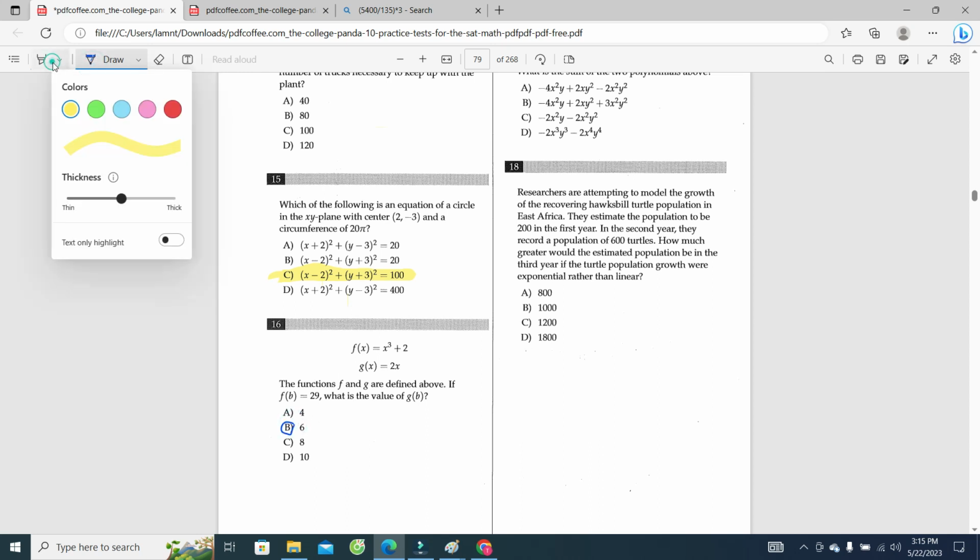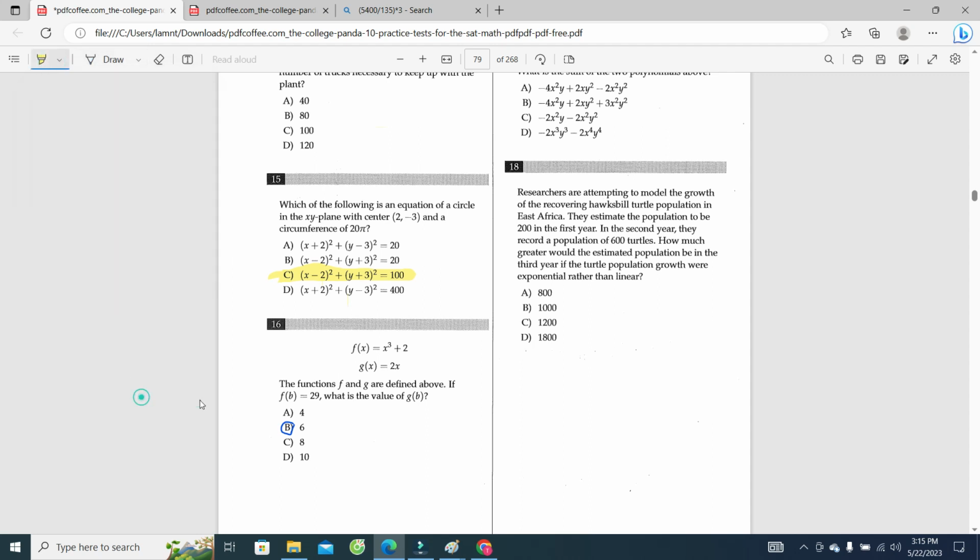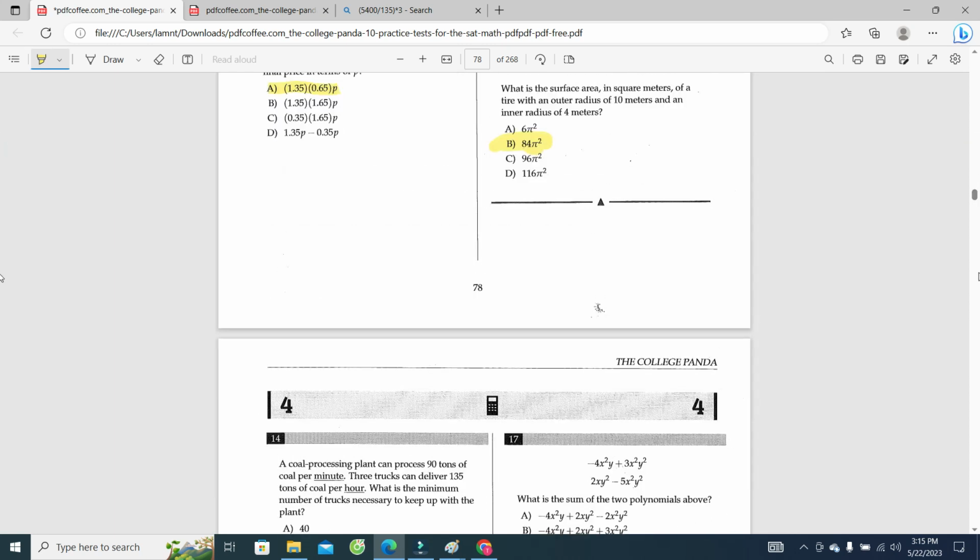So I want to use the marker here. Okay, so let's move on to number 17.